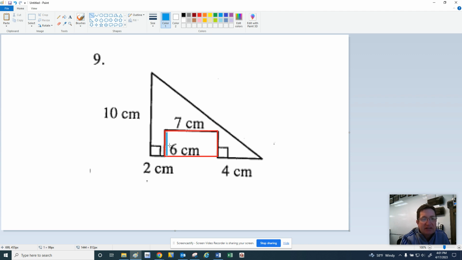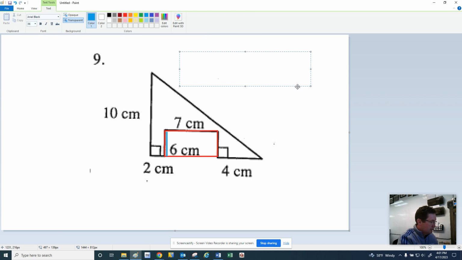And if that's 6, again this isn't drawn to scale, then the distance of the blue line is 10 minus 6, which is 4. So the rectangle has an area of 28. And then the triangle, you might remember, the area of a triangle is half times the base times the height.